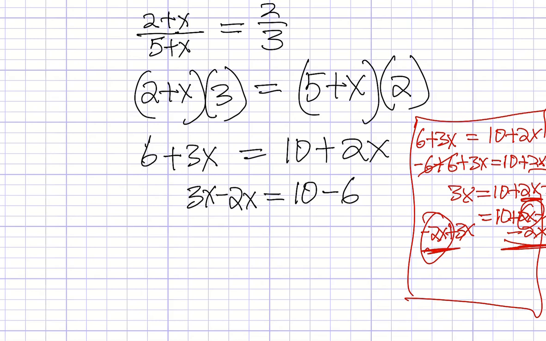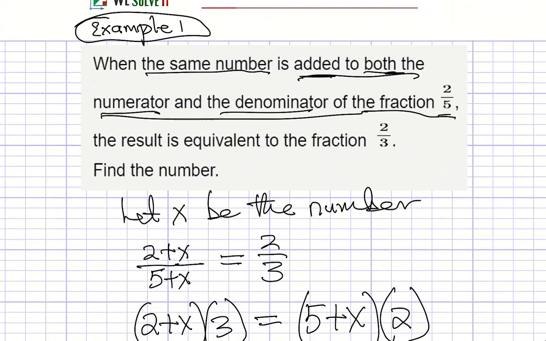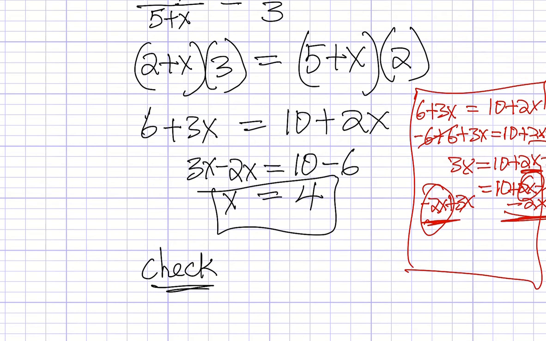Let's see. And then we'll simplify. Then we'll have x here equals, we'll simplify the right hand side, equals 4. And we're done. So the number they're looking for is 4. Okay, so if you go back, you can check. If you do it right, your teacher might want you to check.